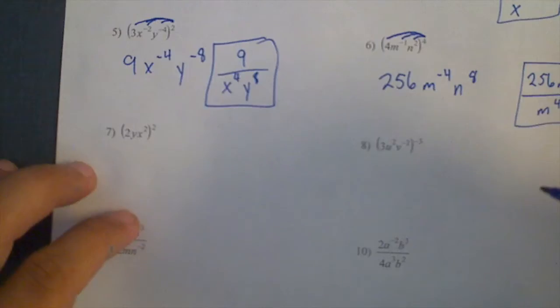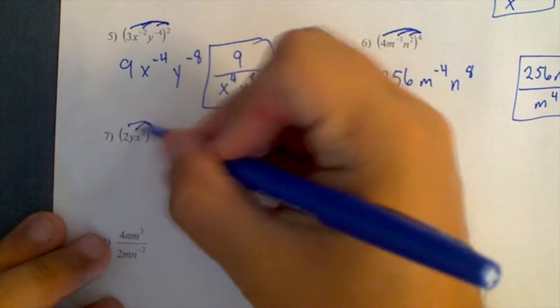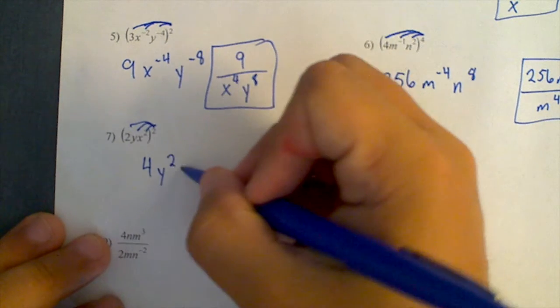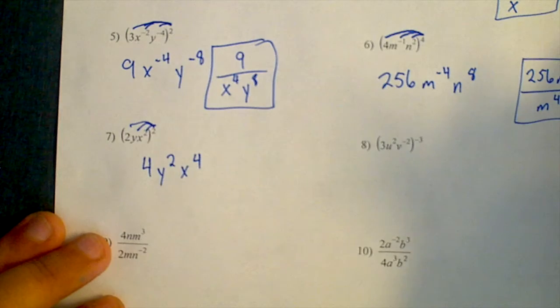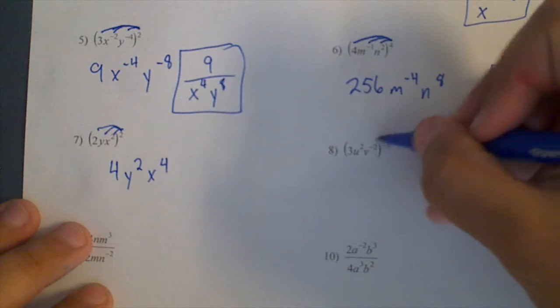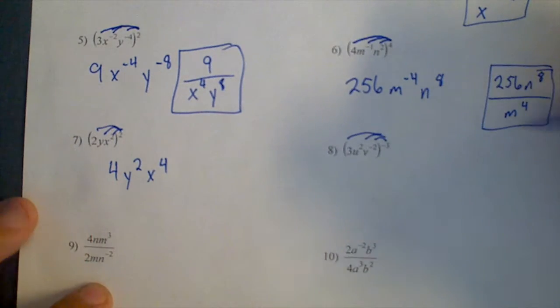Okay. 7, same thing. 2 squared is 2 times 2, which is 4. Y squared, x to the fourth. I kept the base, multiplied the exponents. Same thing here on 8. We include negative exponents now, which is fine.